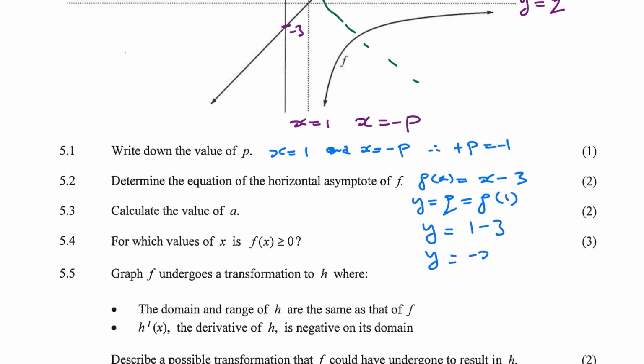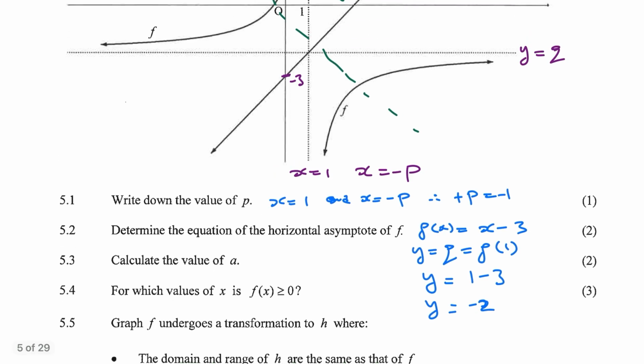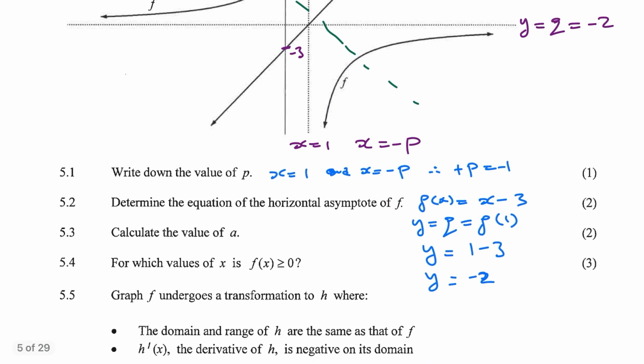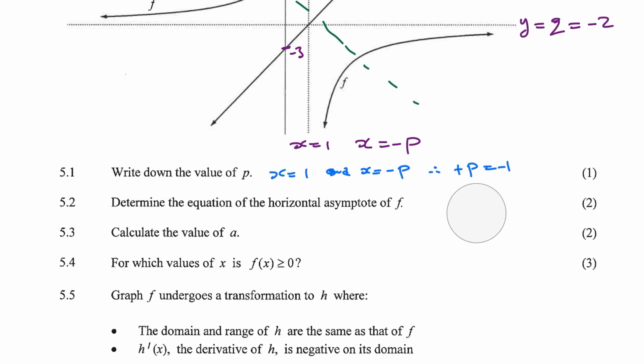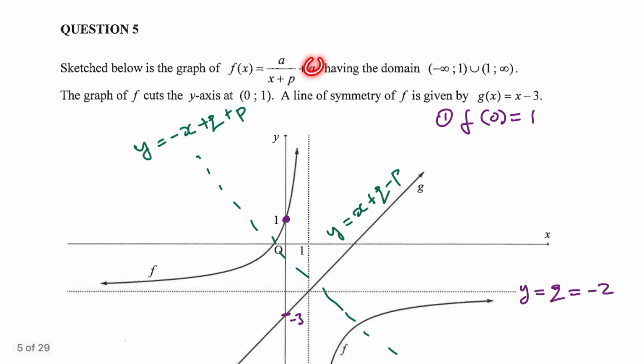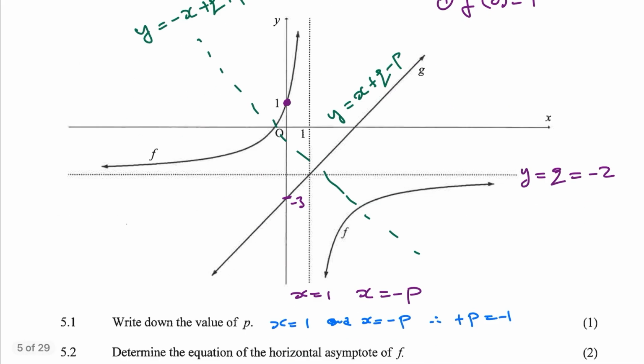So y is equal to negative 2. So your y asymptote is equal to negative 2, meaning our q is negative 2. Right, so we have p, we have q. Now let's figure out what is a.